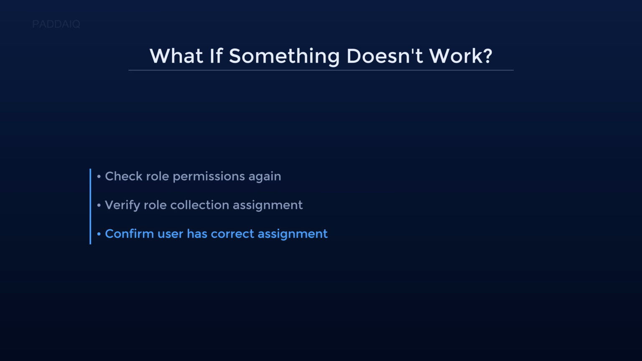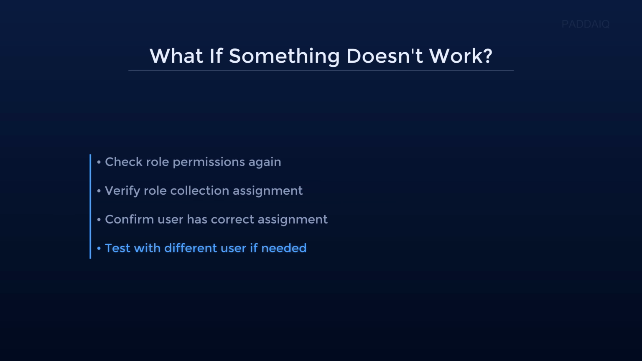Confirm user has correct assignment. This means checking if the person has the necessary permissions or role to access a specific service or application in BTP. For example, if a user cannot view a cloud application, first verify they have the viewer role assigned. Ensuring proper role assignment is the first step in resolving access issues.